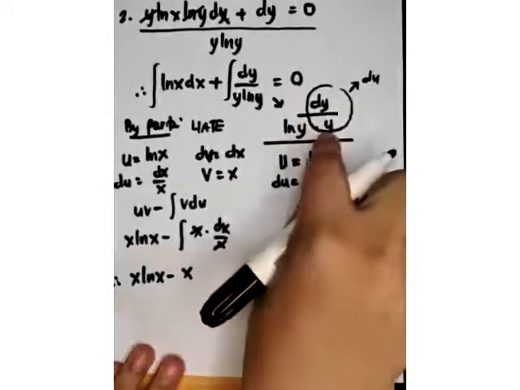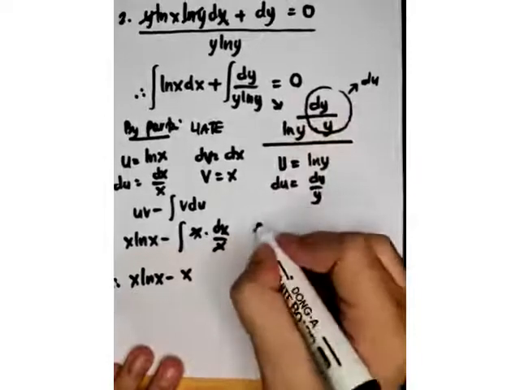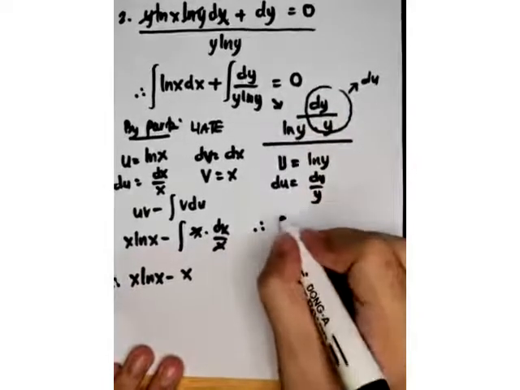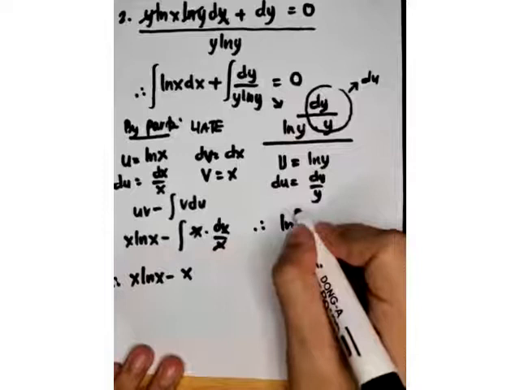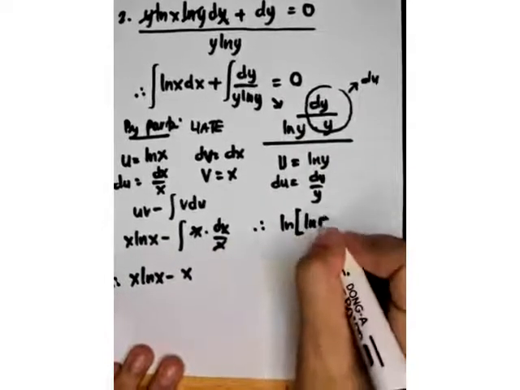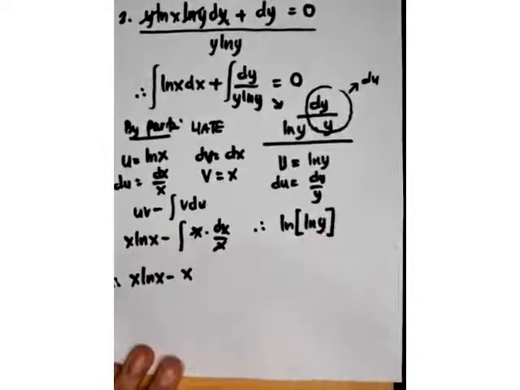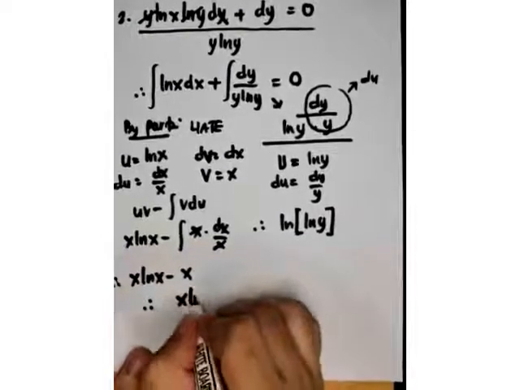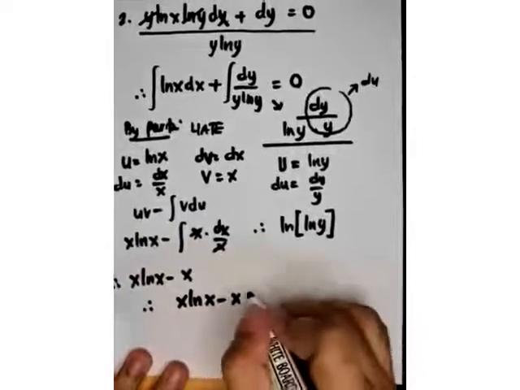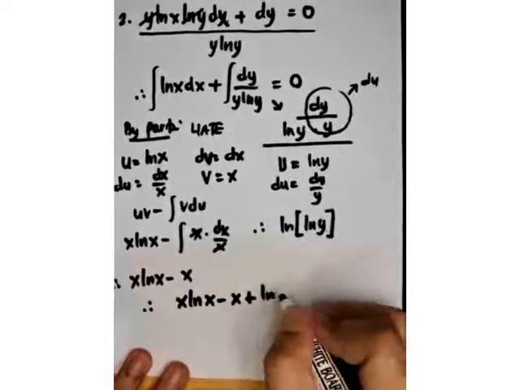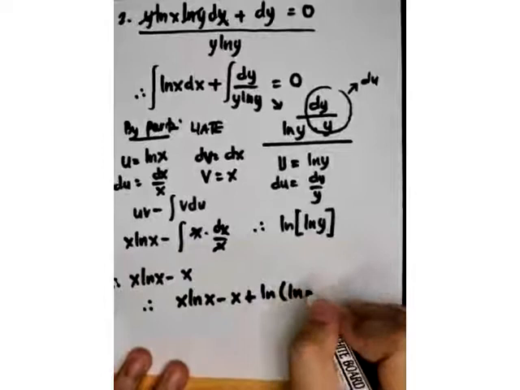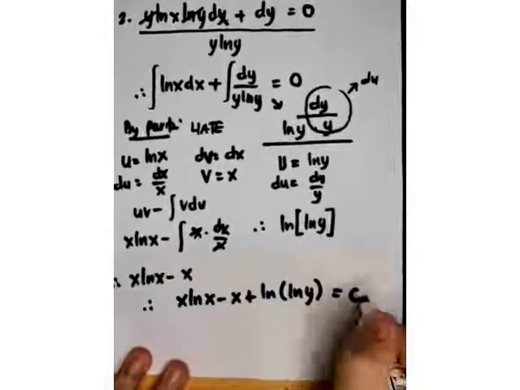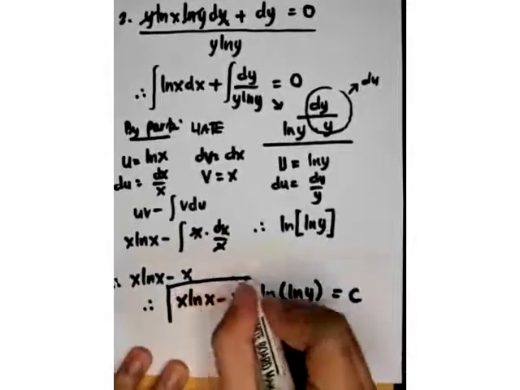Okay, so kung ln yan, so that means, therefore, ang integral niya ay ln of y. So therefore, ang answer natin ay x ln of x minus x plus ln of y is equal to c. So this is our general solution.